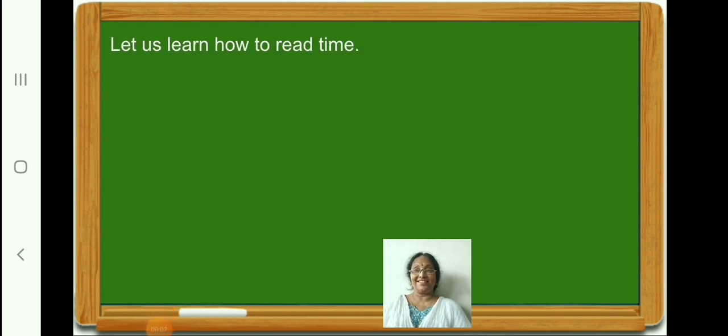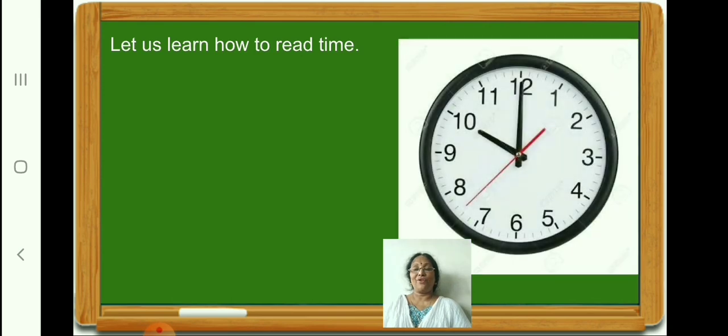Children, now let us learn how to read time. What is this? This is a clock. Children, see properly. You can see there are numbers 1 to 12 written on the clock. And you can also see there are big markings and small markings on the clock. And we have also learned that there are 3 hands in the clock: the second hand, minute hand, and the hour hand. We read time in hours and minutes. Now, let us learn how to read the time.